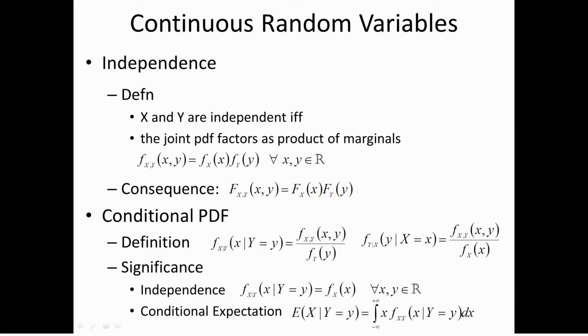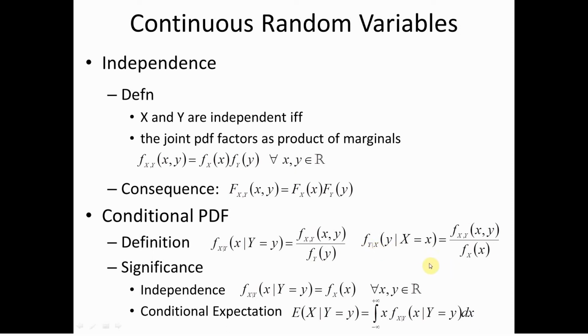Now, one thing that we're interested in often is conditional PDFs. In other words, if we freeze the value, say, of y, what is the PDF of x? It's like looking at a cross-section in a sense, right? And it turns out this is how we define the conditional PDF of x with respect to y. We just take the joint PDF and divide it by the marginal with respect to y. And we can get the conditional PDF of y with respect to x in a similar way.